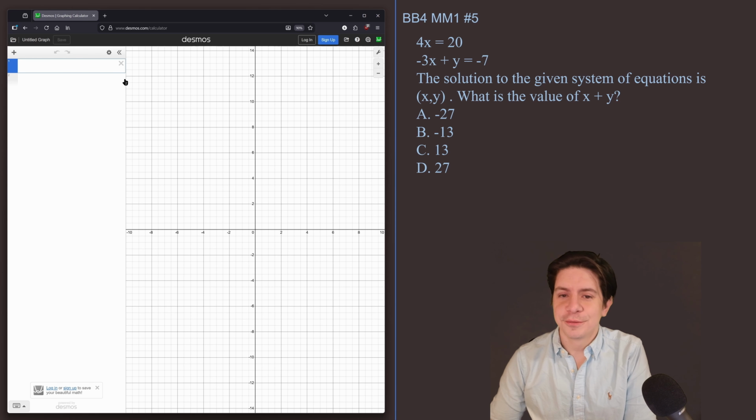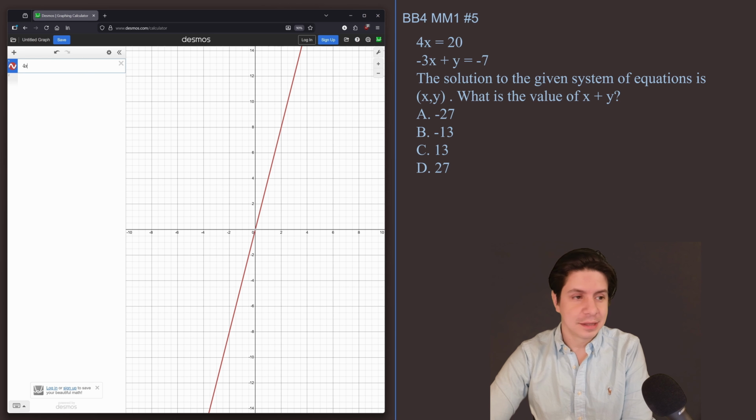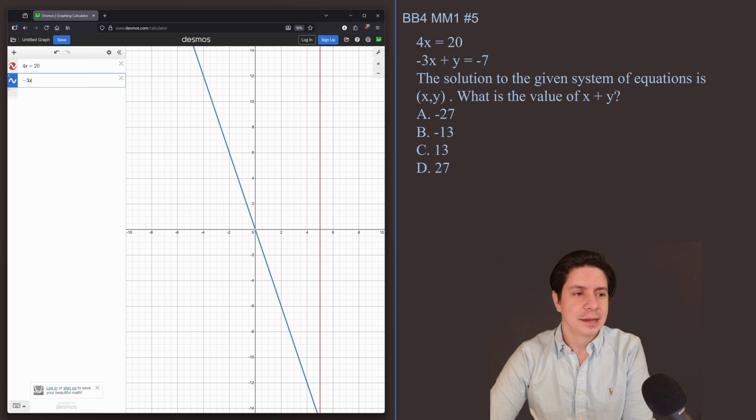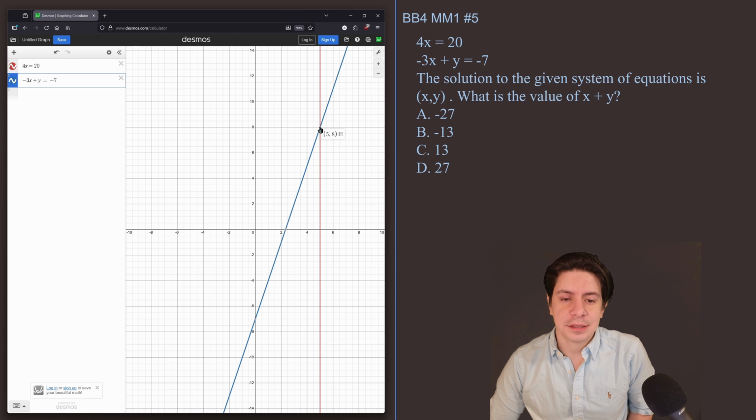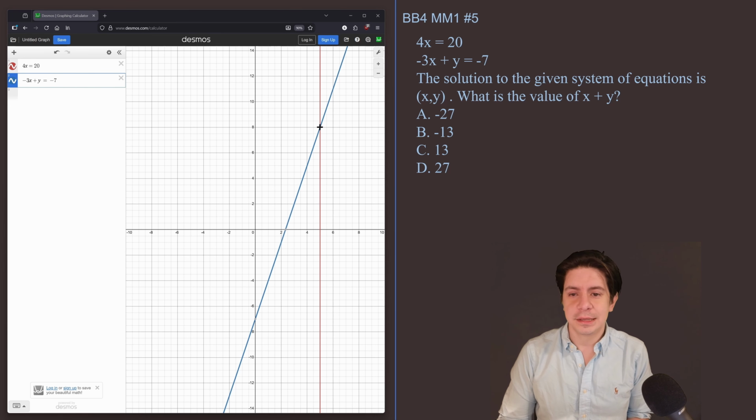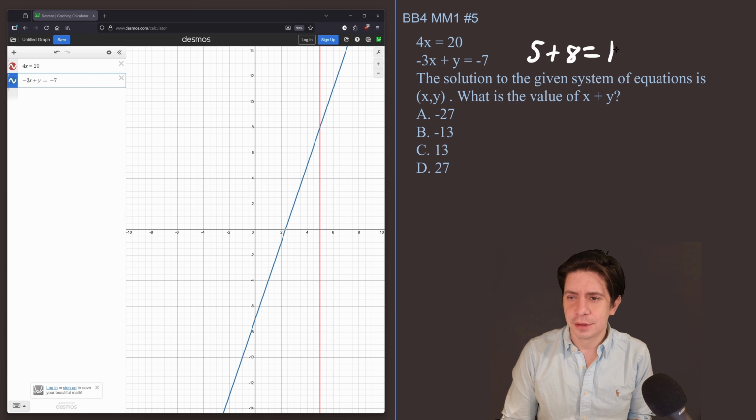All right, so we have this beautiful Desmos window open. We plug in the equations: 4x equals 20, negative 3x plus y equals negative 7, and then you see where they intersect. You get (5, 8). So then we're just going to do 5 plus 8 equals 13. I'll write it out just for fun. Equals 13, and that is C.